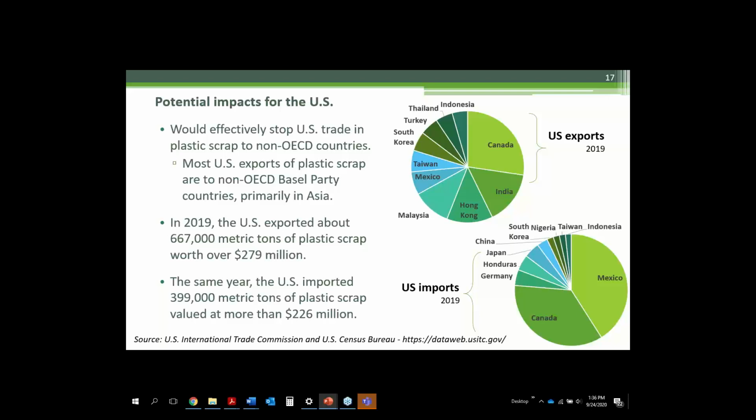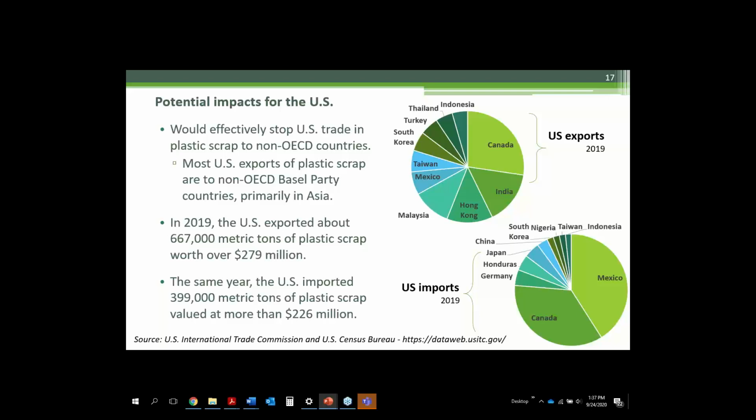It's going to effectively stop trade in plastic scraps for those countries that aren't OECD countries and are Basel parties, because of the Basel Party non-party prohibition on exports. It's also going to affect some OECD countries if, like I mentioned earlier, they take an out of scope interpretation and say the OECD Council decision doesn't apply to plastic scrap movements and Basel applies instead.